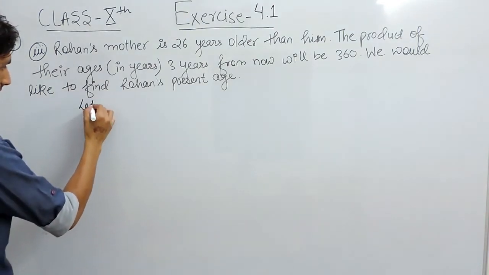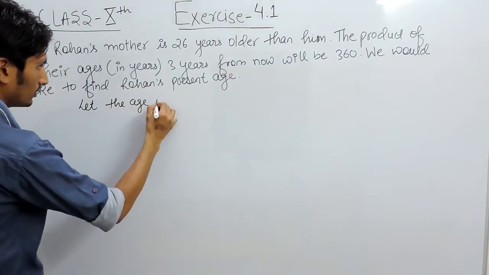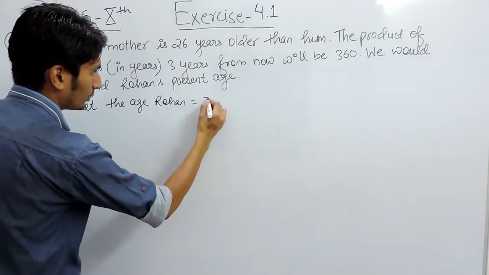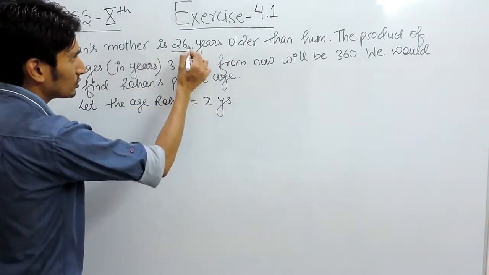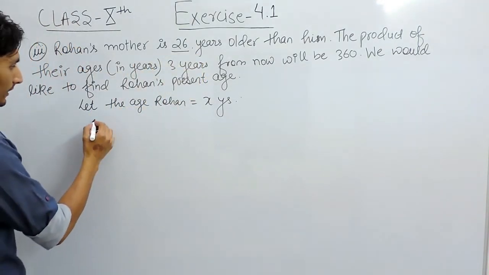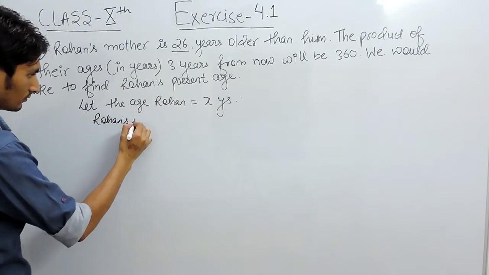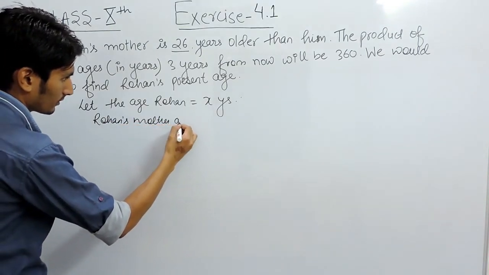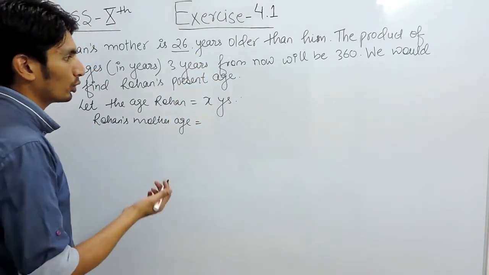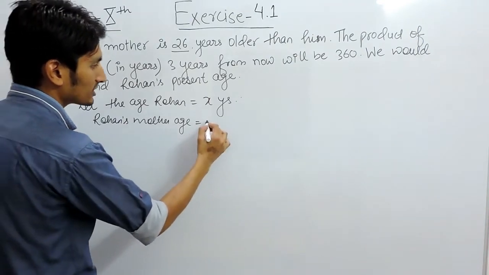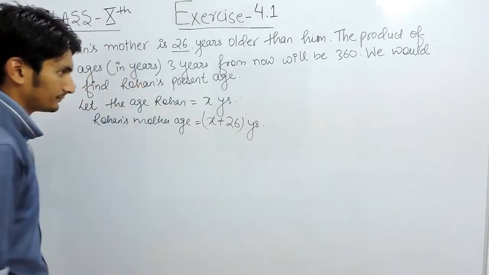So let's suppose the age of Rohan be equal to x years. So clearly from the first statement we can find that the age of Rohan's mother must be 26 older, meaning her mother is 26 years older than Rohan, so the age of the mother must be 26 more than Rohan's age.